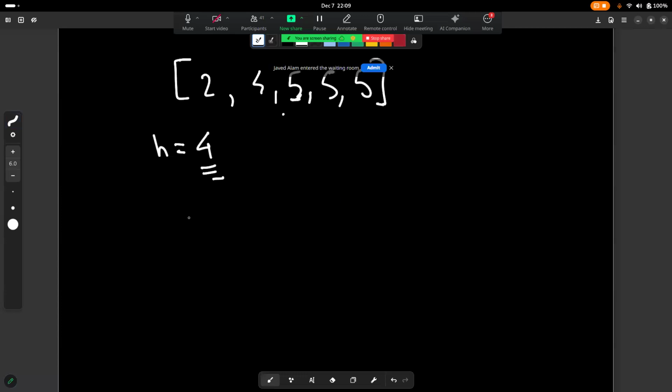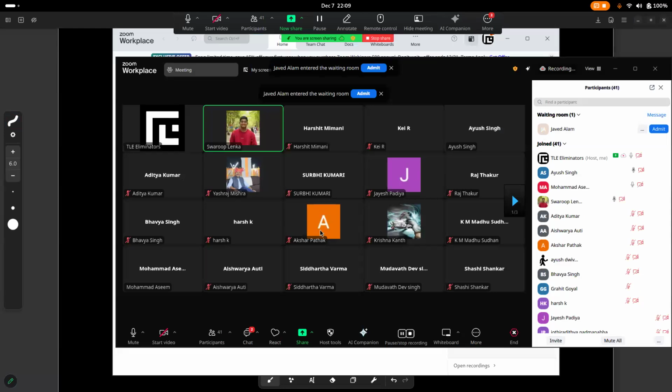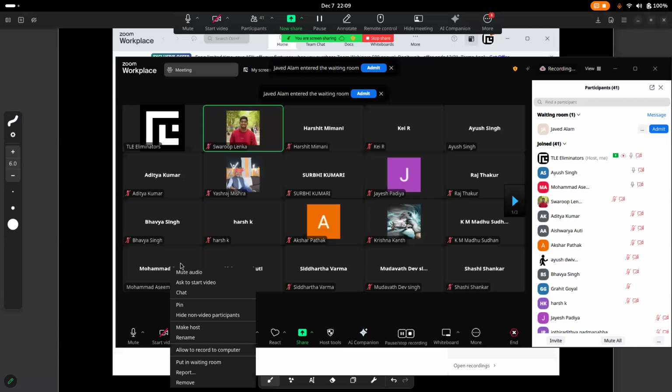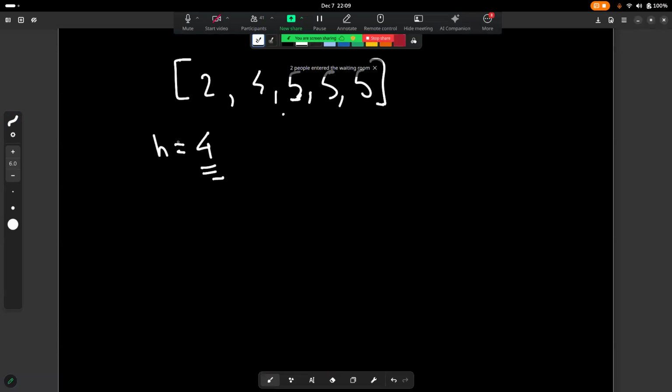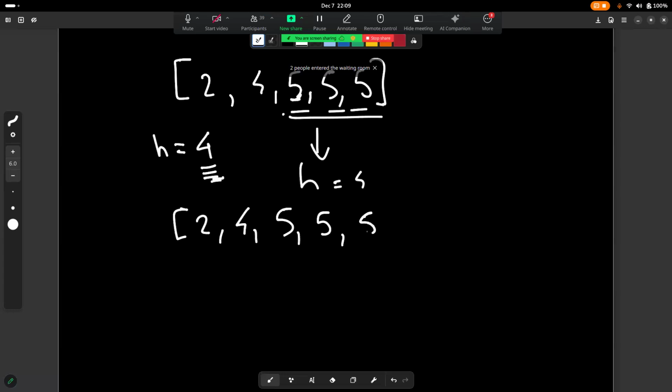According to our operation, what it says is that take this h equal to 4 and see which elements are greater than h. That is, here we have 5, 5, 5, and set all of them equal to h, that is 4. So our array, which is 2, 4, 5, 5, and 5, becomes 2, 4, and this 5, 5, 5, which is strictly greater than h, becomes 4, 4, 4, which is the value of our h.